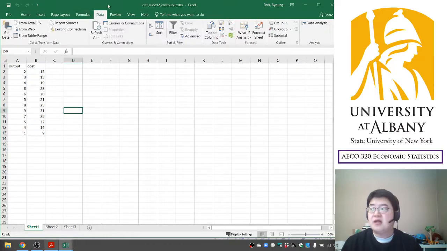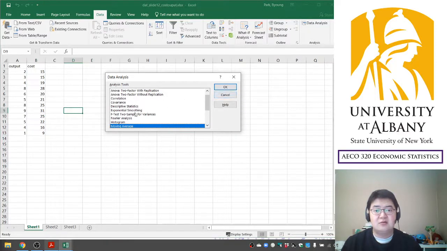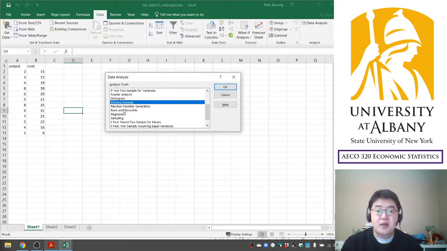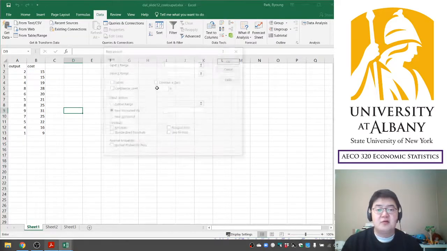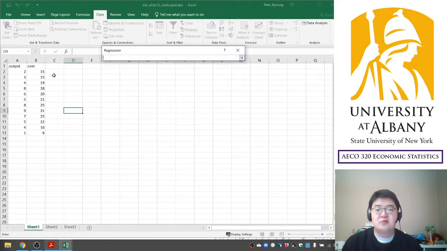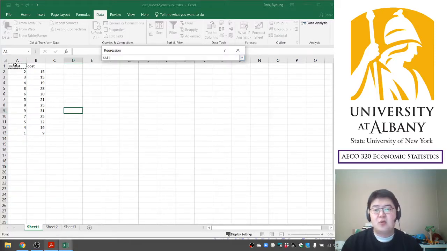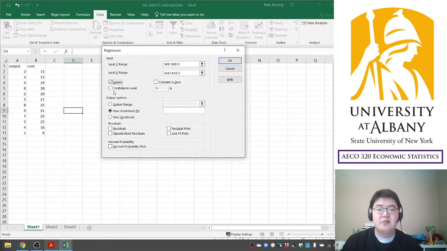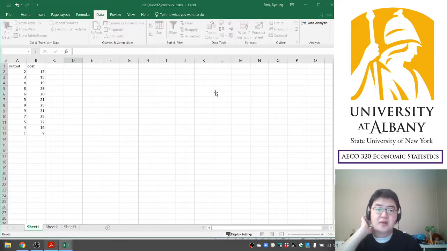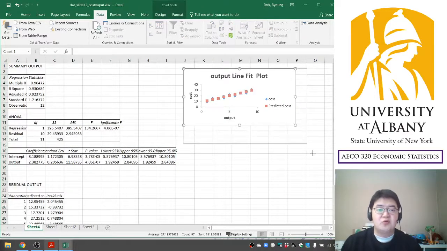You can simply click data and data analysis, and you may go to regression here, and then just put the corresponding variables. Y is cost. What is explained by the model is the cost, and X, what explains the cost, is the output. I'm going to use label and linear fit plot. Okay, so when you click, you get this result.